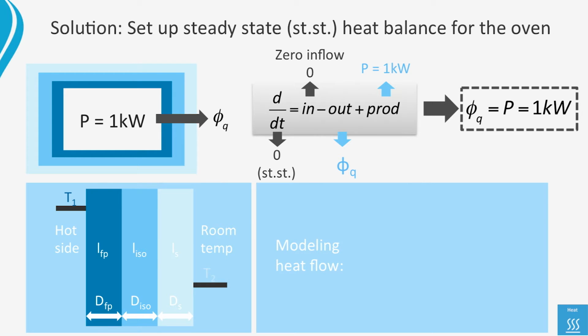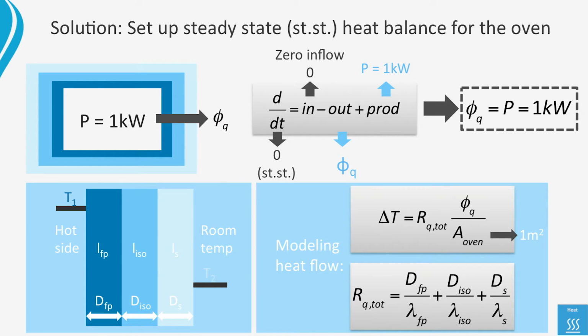Next, we need to model the heat flow. We now know how to do it. The temperature difference is connected to the heat flow divided by the oven area via the resistance to heat transfer, R_Q total. The area is easy. It's given, and it's a meter squared. And, by analogy of Ohm's law, we have that the resistance is the sum of 3 resistances of the layers.